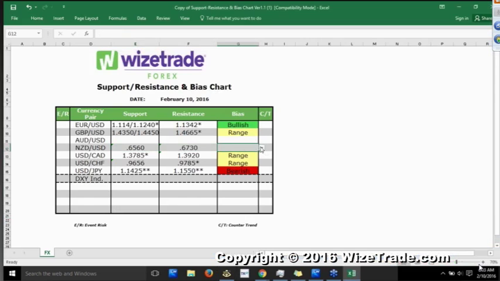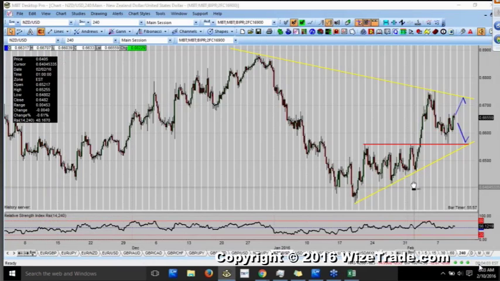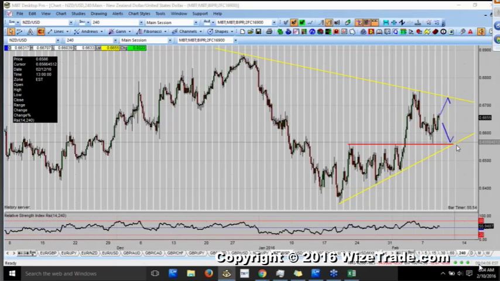And we are in a range. So you look at the Kiwi and you're like, okay, why am I even going to trade the Kiwi right now? What incentive do I have to actually be long or short the Kiwi dollar? None really. All right, let's go over to the Aussie.